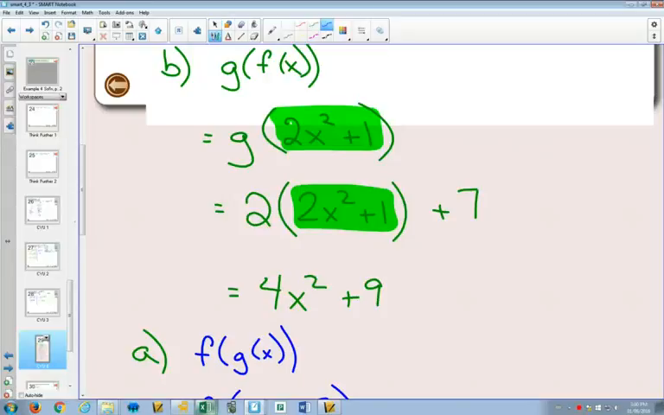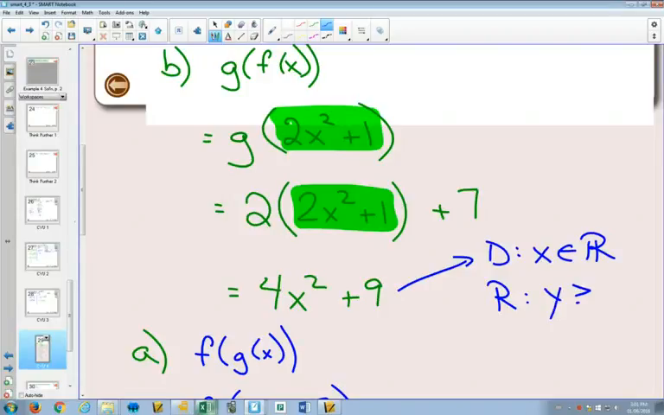Once you've simplified them, so for this first one, what kind of graph is 4x squared plus 9? It's a parabola. What's the domain of a parabola? X is an element of the reals. Everything is possible. There are no non-permissible values here. Think of your transformations unit. What is the range of this going to be? Y has to be bigger than or equal to 9, because it's a parabola that opens up. It's been stretched vertically, but then it's been translated 9 units up.